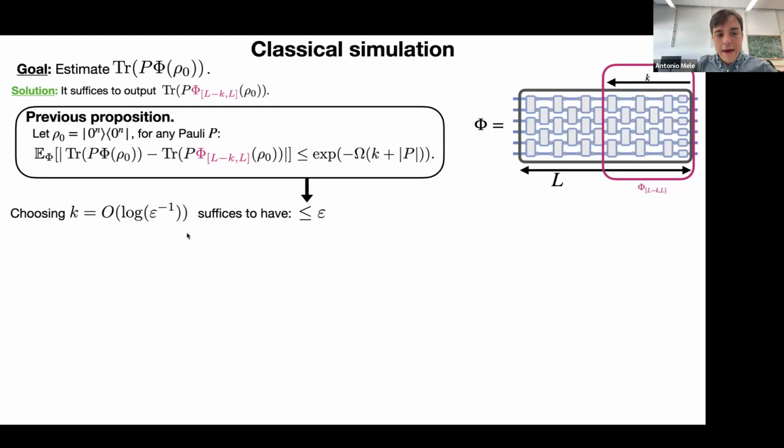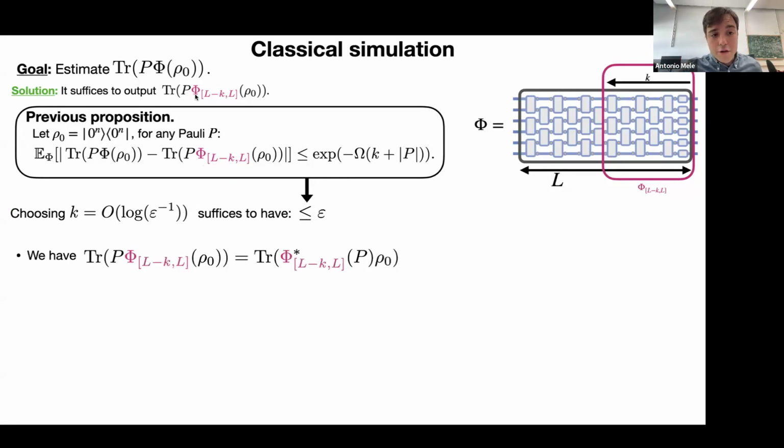And so choosing a k that is of order log epsilon minus 1 suffices to have this error smaller than epsilon. We can pick k according to our wanted precision. And so our output is this. Let's see why we can compute it efficiently. This follows from so-called light-cone arguments that I will now introduce.